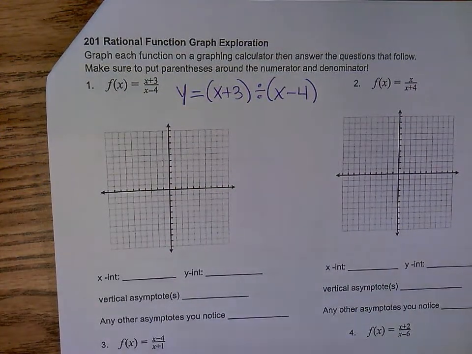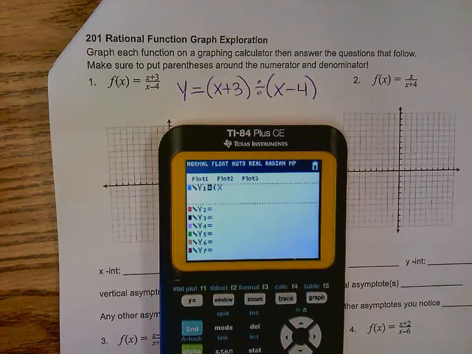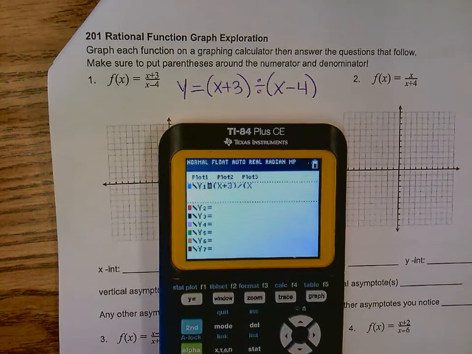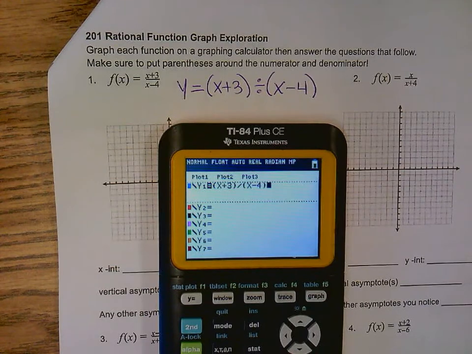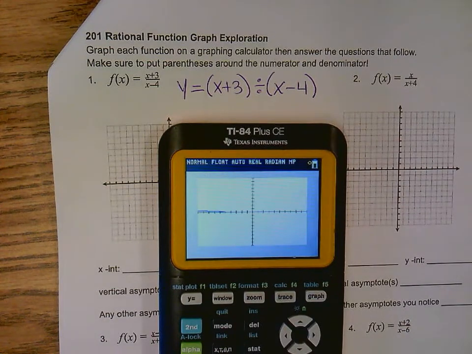So let's type that together into our y equals menu. So x plus 3 in parentheses divided by x minus 4 in parentheses. I like to hit zoom 6 first, but then after we do this one, you can just hit graph. So it should look like this if you got it typed in correctly and you did zoom 6 to get a 10 by 10 viewing window.